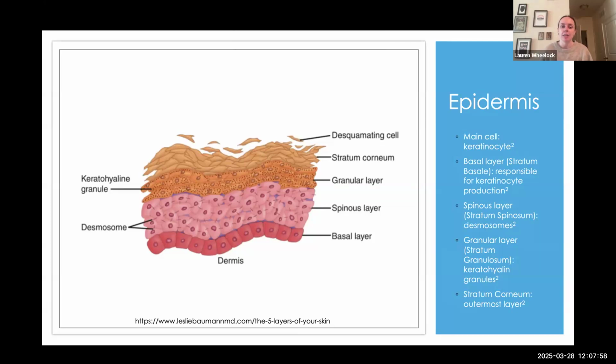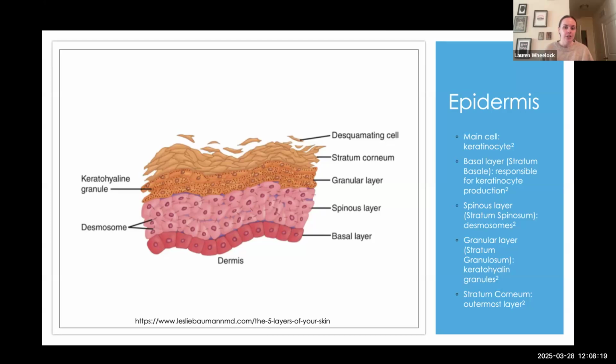Superficial to that, colored in pink on the picture on the left, is the spinous layer or the stratum spinosum. And in this layer, the cells are connected to each other via desmosomes. The desmosomes give the cells in this layer their characteristic spiny appearance, hence the name spinous layer.